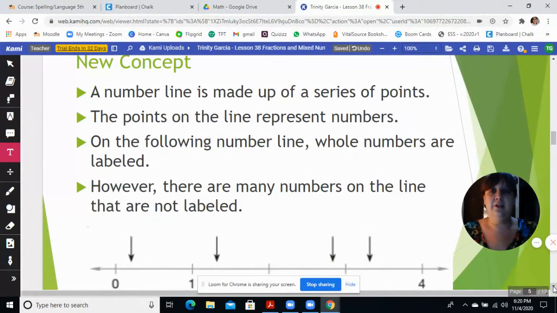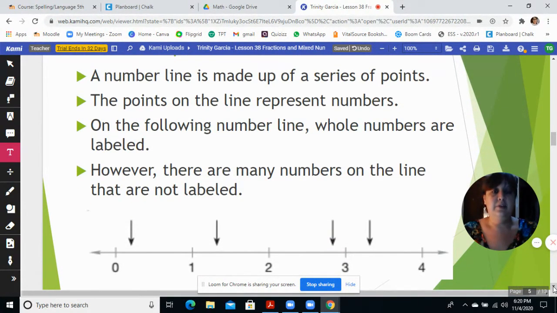All right, on to our new concept. A number line, you should already know because we've talked about it a lot of times, is a line that is made up of a series of points. The points on the line represent numbers. Remember, the line does not always have to be straight, just like a clock. Okay, but this one on the bottom is straight. The points on the line represent numbers, and on the following number line, whole numbers are labeled. So you see the whole numbers, 0, 1, 2, 3, 4. However, there are many numbers on the line that are not labeled. Where all of those arrows are pointing.